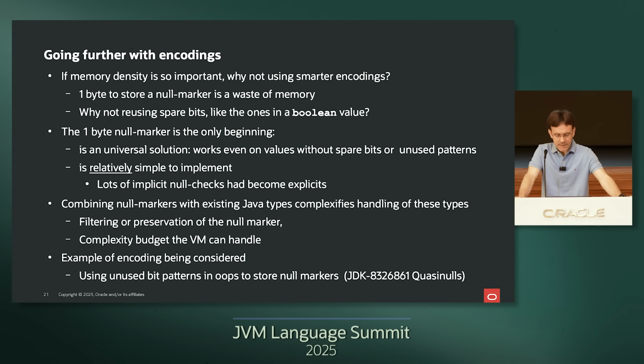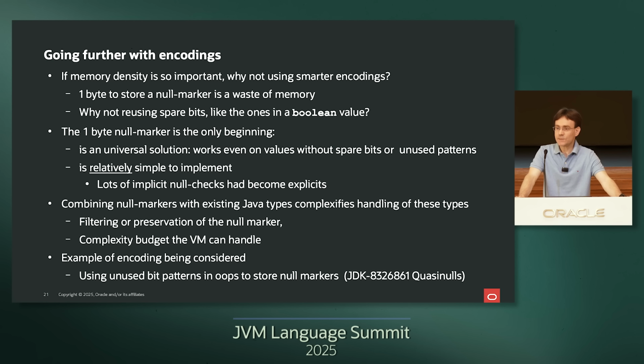Going back to this 1 byte null marker, why are we wasting so much memory to encode null? We could reuse some spare bits like the ones in Boolean, which has 7 unused bits. The 1 byte null marker is only the beginning. It's a universal solution that works for all value types, even the ones without any spare bits or unused patterns. And it is relatively simple to implement. And I'm emphasizing relatively because we did a lot of work just to support this one.